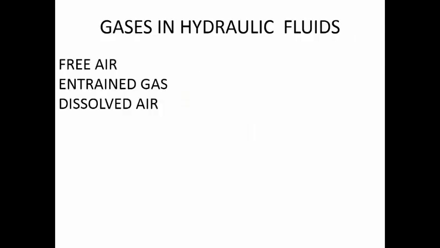The next type of contaminants is the gases which are present in the hydraulic fluid. So the gases can be present in 3 types. One is free air, the other one is entrained gas, and the third one is dissolved air. Now what is this free air?